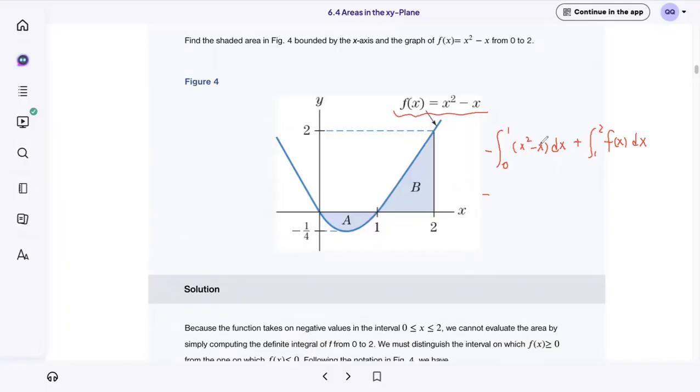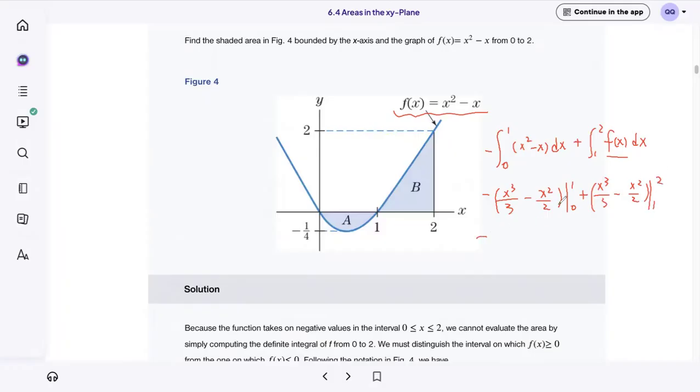So the process will be the same. We anti-differentiate x squared minus x. So we get x cubed divided by 3, right? Anti-differentiate x squared, get x raised to 3 divided by 3, minus x squared divided by 2. Then we evaluate from 0 to 1. Then plus this one, it will be the same, x cubed divided by 3 minus x squared divided by 2. We evaluate this from 1 to 2.